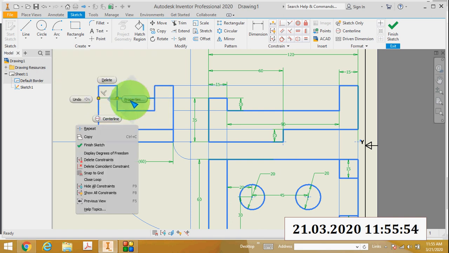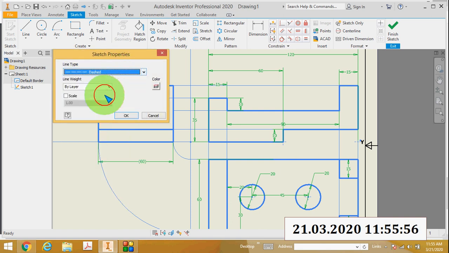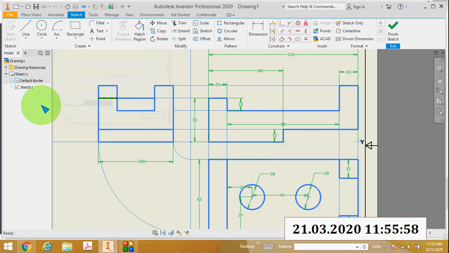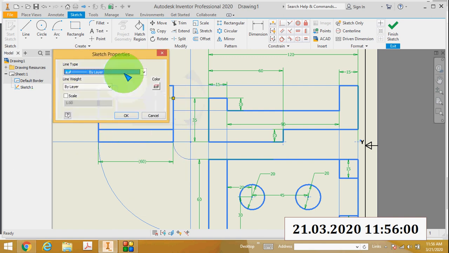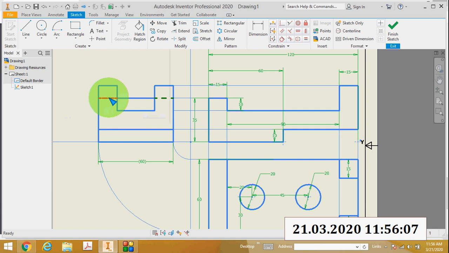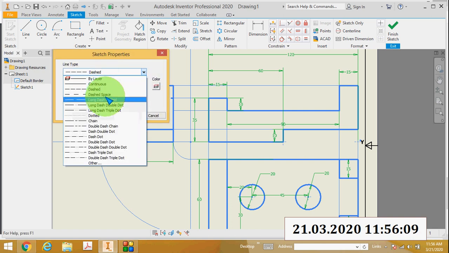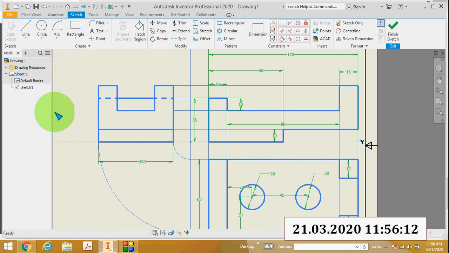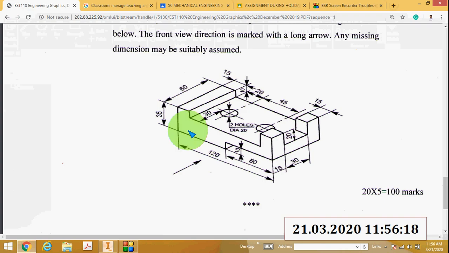Okay, but this portion is invisible, so use dashed lines. Okay, so here you just use dashed lines, because that means in this edge, this portion is only visible in the side view, but these two portions are invisible. Okay, another thing is there are two holes in the center here. In the side view, those two holes are invisible.